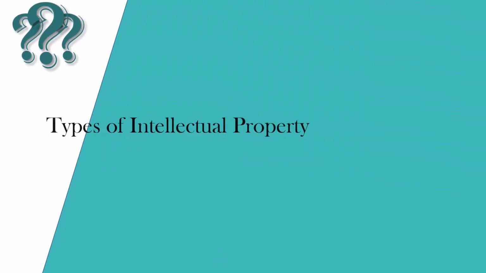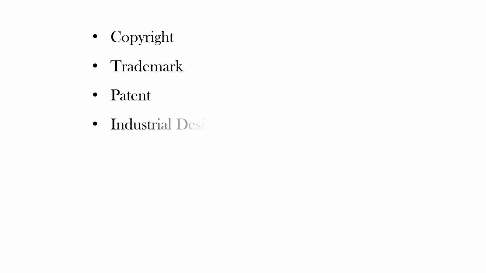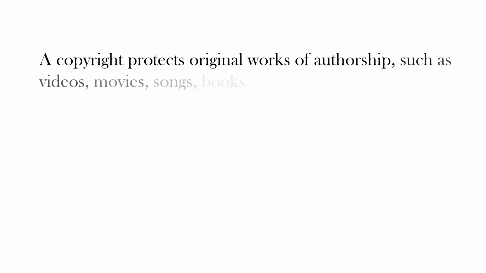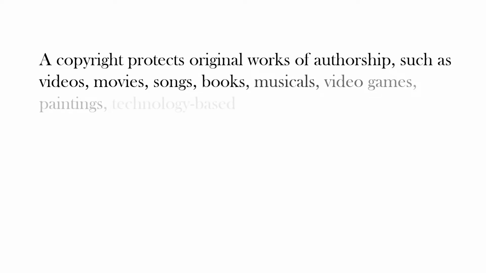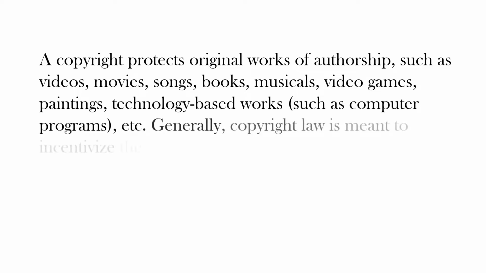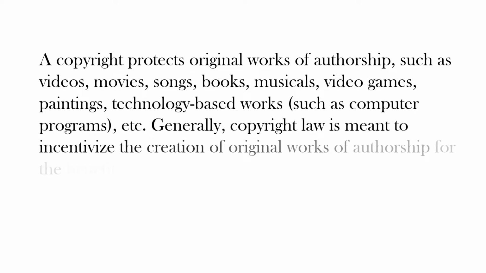Next, let's discuss types of intellectual property: copyright, trademark, patent, industrial designs, utility models, designs, parallel imports, and geographical indication. So let's look at now, what is a copyright? A copyright protects original works of authorship, such as videos, movies, songs, books, musicals, video games, paintings, technology-based works, such as computer programs, etc.